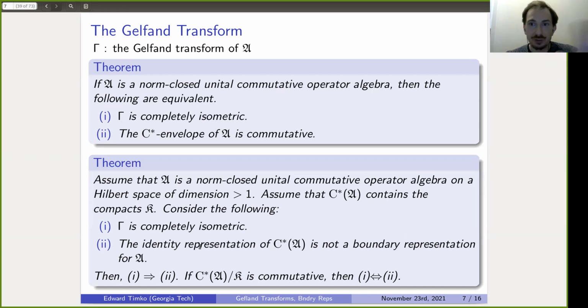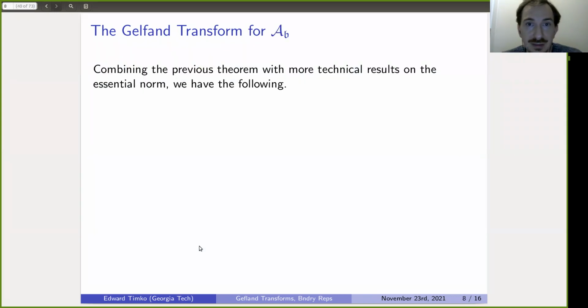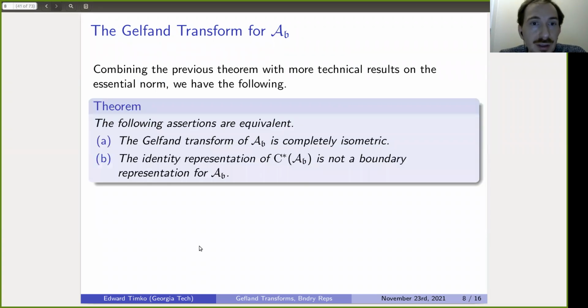So this is sort of still in the abstract. How does this change when we look specifically at the algebra A sub B? Well, if you combine some of these previous ideas with some more specific properties of the essential norm, you can get the following, which is that these two statements are equivalent.